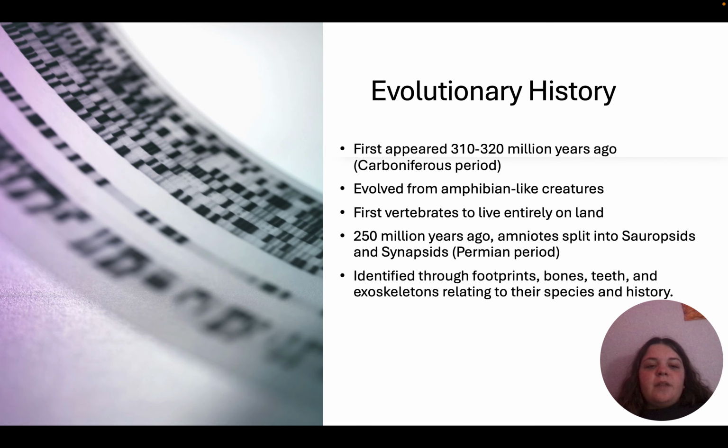Now that we know a bit about these groups, let's look back at the evolutionary history that connects them together. They first appeared 310 to 320 million years ago during the Carboniferous period. They evolved from amphibian-like creatures, and they were the first vertebrates to live entirely on land. 250 million years ago, amniotes split into sauropsids and synapsids during the Permian period. They are identified through their footprints, bones, teeth, and exoskeletons relating to their species and history.